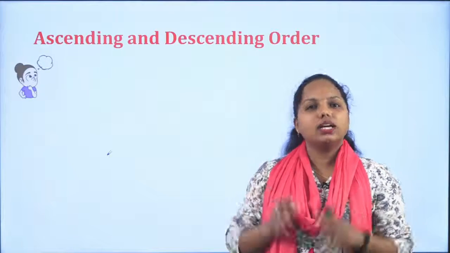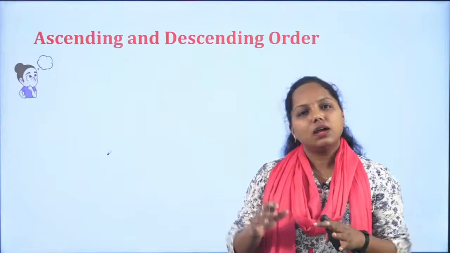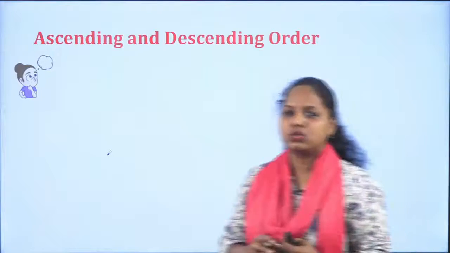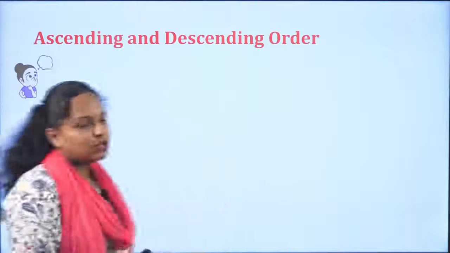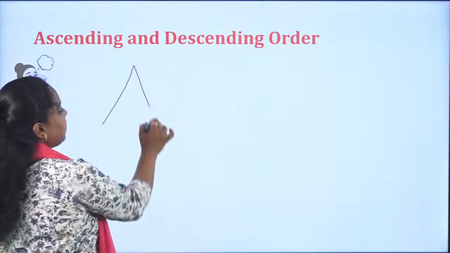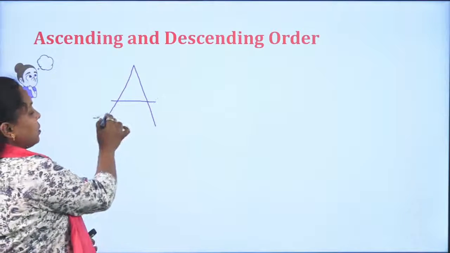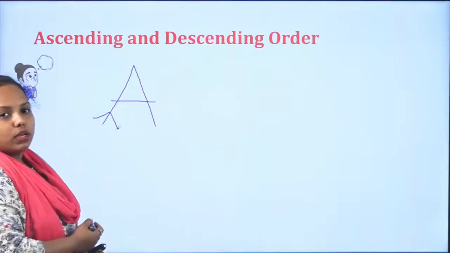Ma'am, usually I get confused. Many of the students usually say this, ma'am, I can understand, but while writing the exam I get confused. Don't worry, I will tell you a small trick. How do you write A over there? A is written from the bottom portion. You start from the bottom over here.